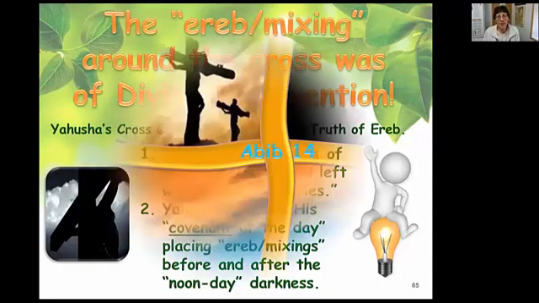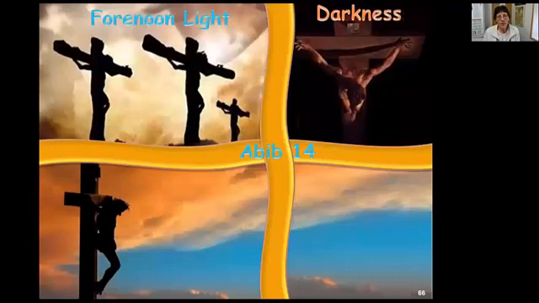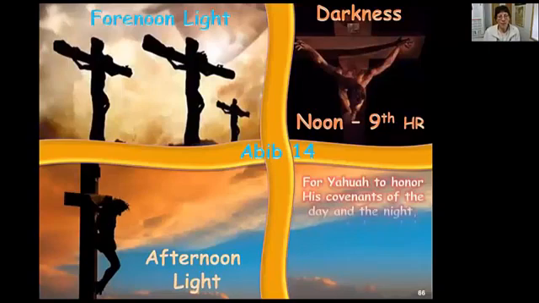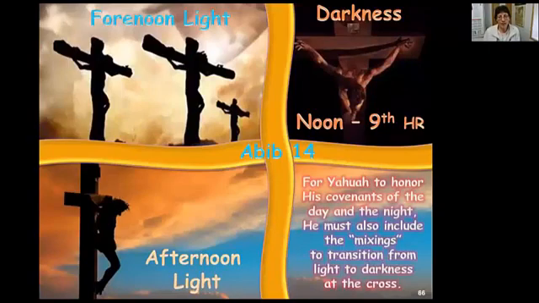Aibv 14, we started with the light in the morning. Then there was darkness at noon until the 9th hour. And then we had the afternoon light. And for Yahuwah to honor his covenants of the day and the night, he has no choice. He has to include the mixings to transition from light to darkness and darkness to light at the cross. He has absolutely no choice because of his covenant.